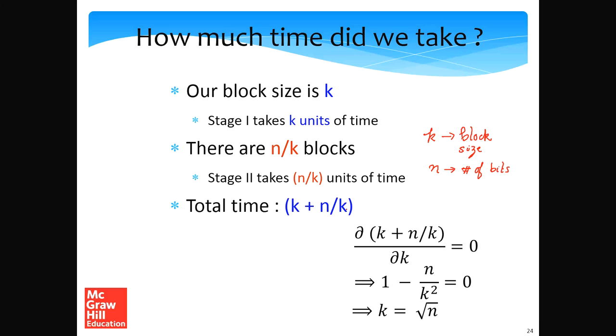So let's do one thing. For finding the minimum of this function, let's differentiate it with respect to K. Whenever the derivative is 0, we'll be able to find a maxima or minima. In this case, we want to minimize the time, so we want a minima. Differentiating with respect to K, it becomes 1 minus n by K square. So the optimal value of K for which the total time is minimized is square root of n.